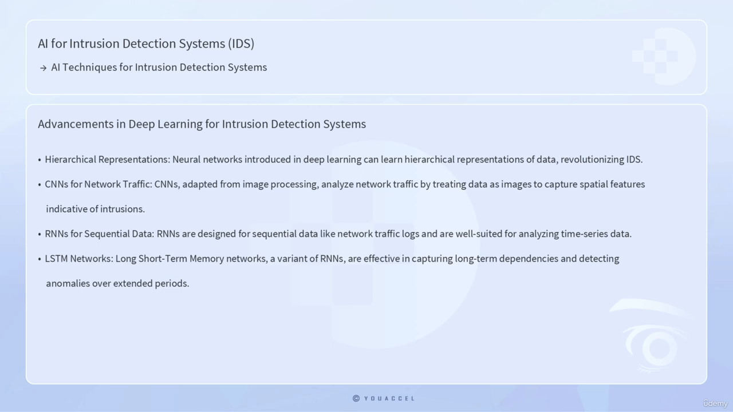On the other hand, RNNs, which are designed to handle sequential data, are well suited for analyzing time series data like network traffic logs. Long short-term memory networks, a variant of RNNs, are particularly effective in capturing long-term dependencies and have been used to detect anomalies in network traffic over extended periods.